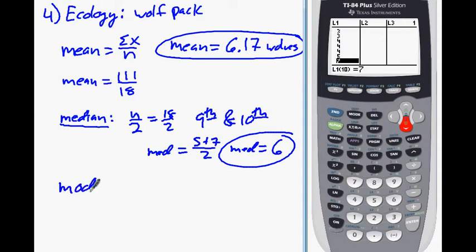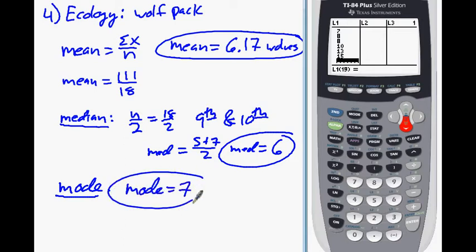And now for our mode, again we'll look through. Let's start from the top. Looks like we have 3 2s, 3 4s. Oh, we got 4 7s. Oh, looks like 4 7s. So mode is 7, which occurs 4 times.